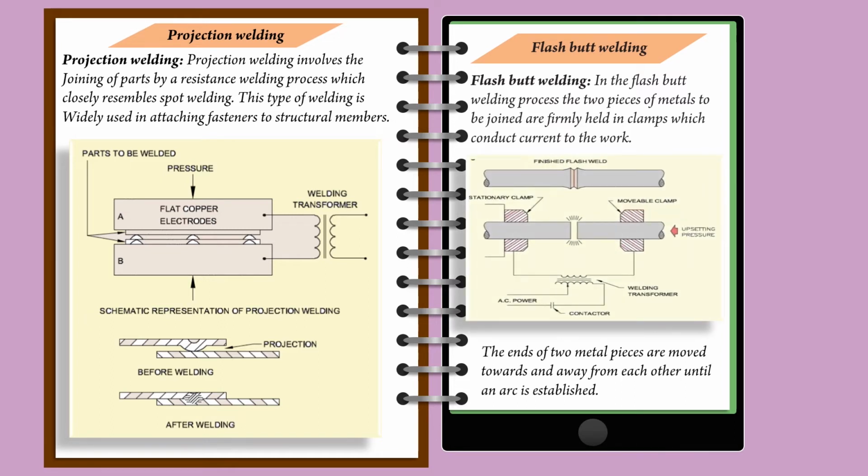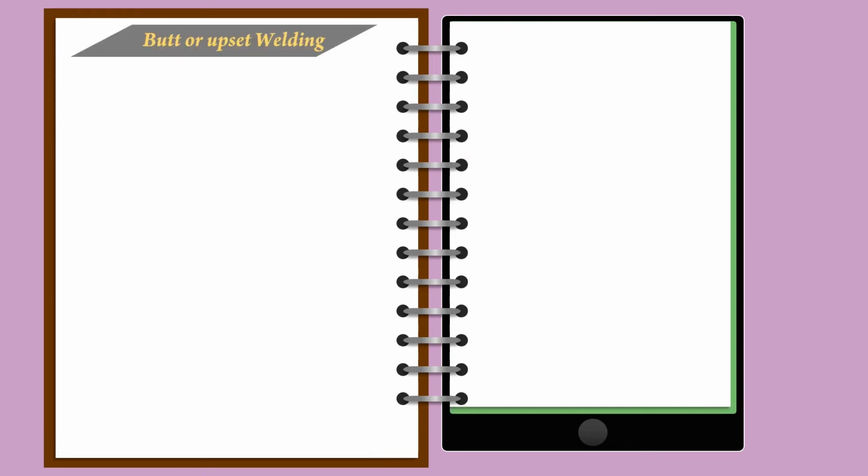Flash butt welding. In the flash butt welding process, the two pieces of metal to be joined are firmly held in clamps which conduct current to the work. The ends of the two metal pieces are moved towards and away from each other until an arc is established, as shown in figure.